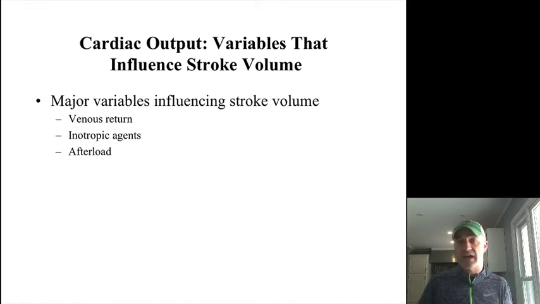Those are all focused on heart rate. But we know it's the combination of heart rate times stroke volume. So the other thing that we can see is anything that is going to influence stroke volume is also going to influence cardiac output, and we could have positive and negative influences to stroke volume.